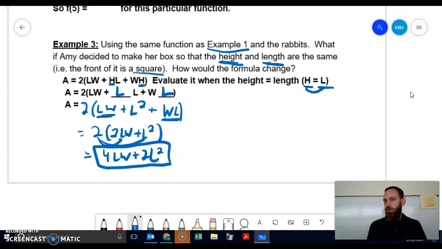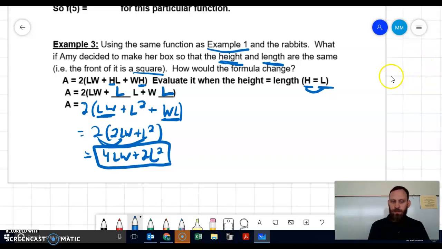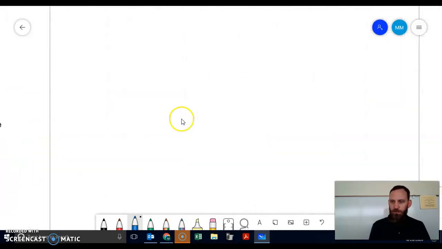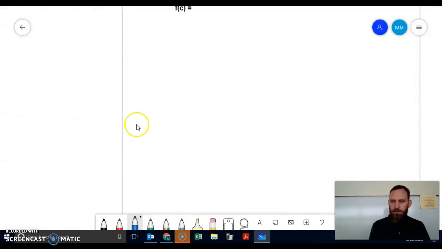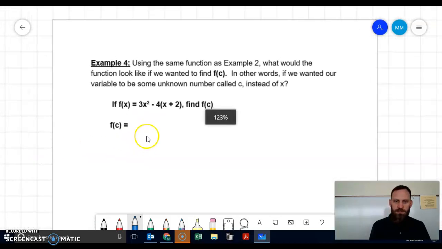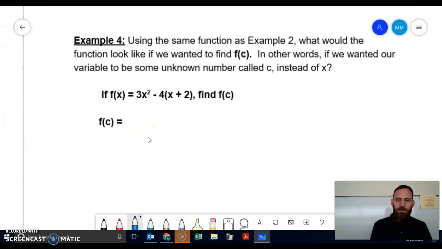And a lot of that is what algebra is really about, not just the numbers. We're at the 10-minute mark, so I'm going to wrap this up here very, very quickly. We can do the same thing with example 2, using letters instead of numbers. Same formula as example 2, but I want to find f of c. I read that as f of c.